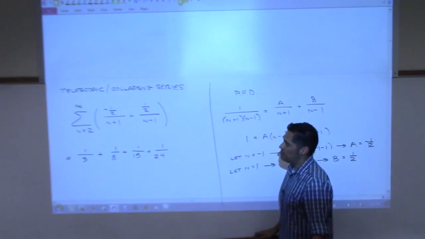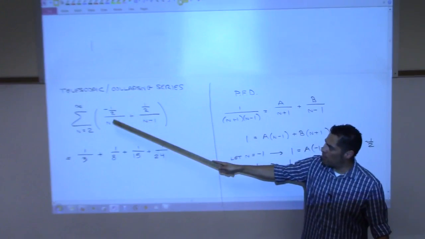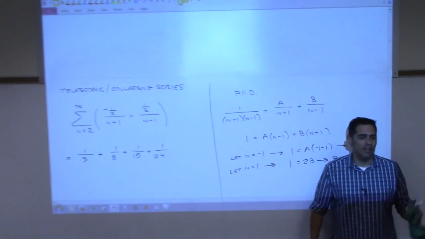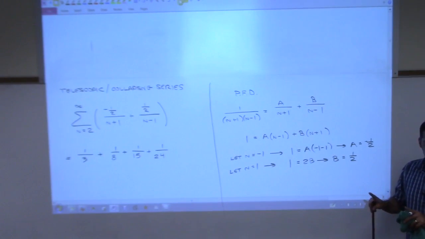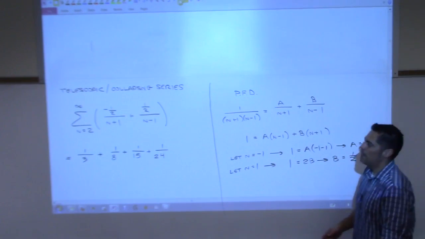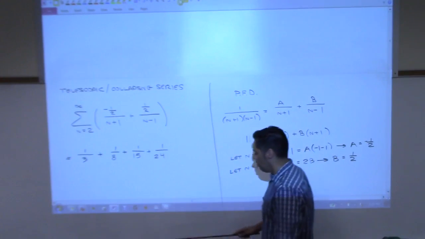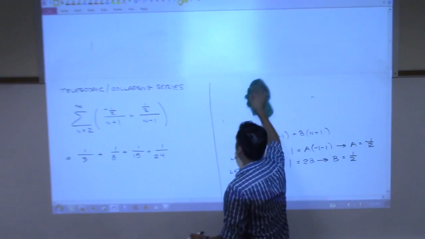Now, each one of these individually is what? Constant over linear, constant over linear. Individually, they are harmonic, right? But I just put up a theorem that said if individually they're divergent, that doesn't mean that together they're divergent. So the answer is not that this diverges. It can, but it doesn't have to. It depends on what's going to happen here. So what we need to do is a little more investigation. But we're on the right track.